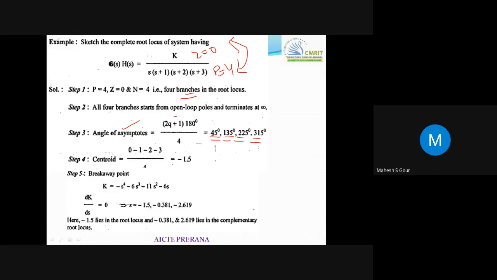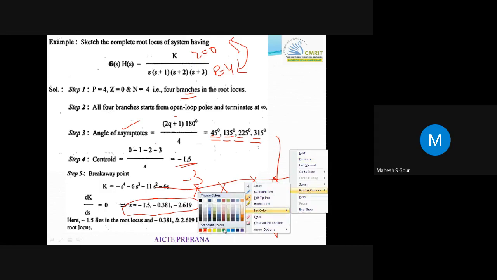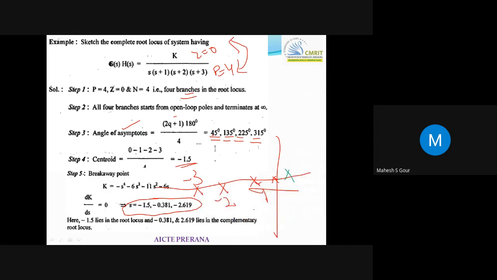So what is the centroid value? Centroid we are getting at -1. And there are 3 breakaway points. Okay, can you see? I'll show you visually here only. All the 4 are poles, right? One is present at 0, another at -1, another at -2, and the last one is present at -3.